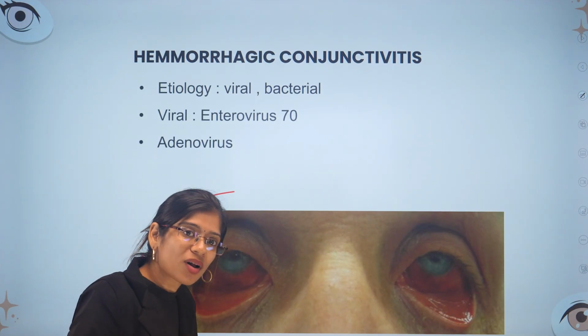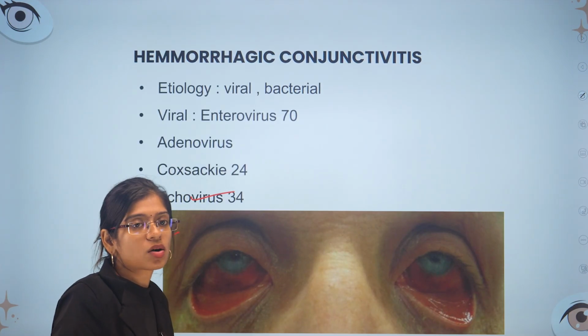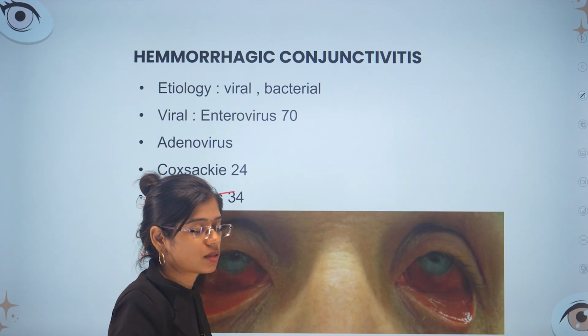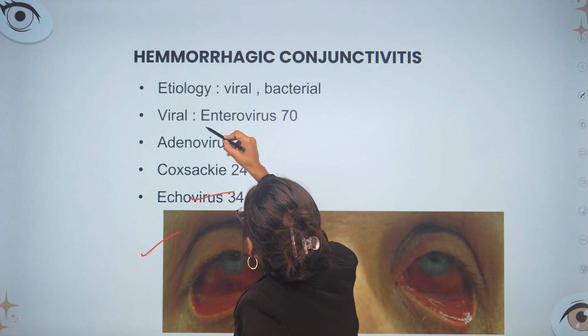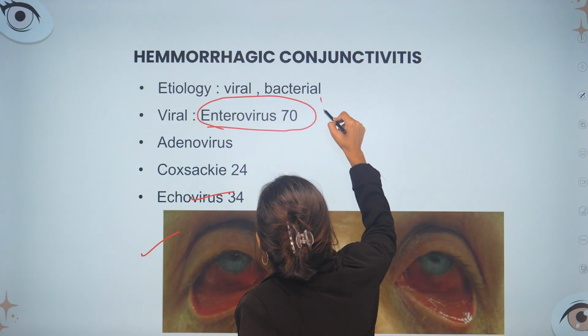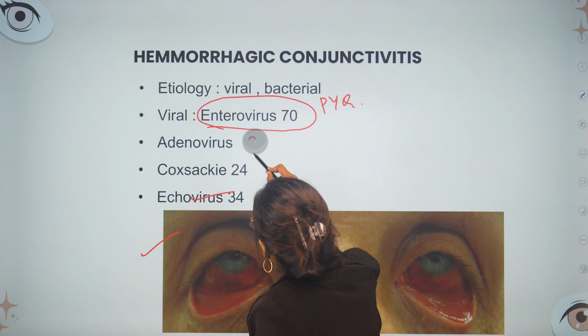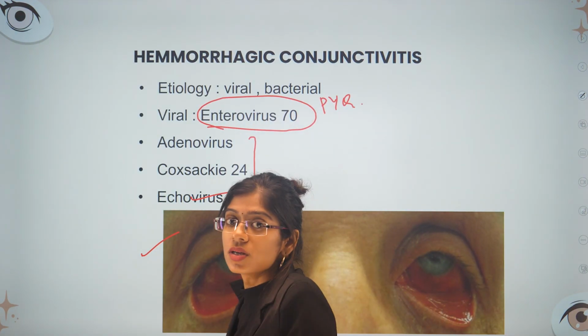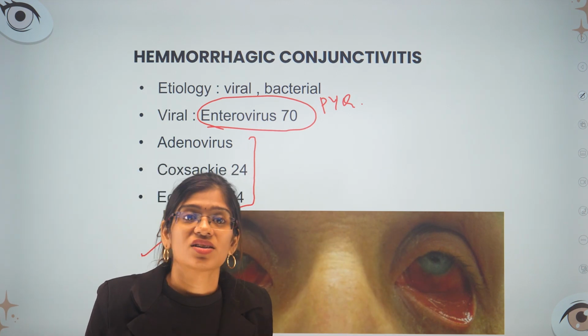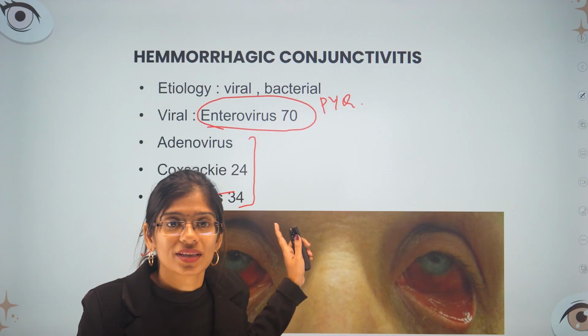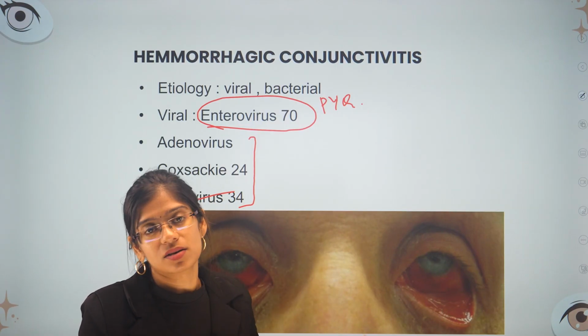The causative organisms, they have asked either in your NEET PG or NICT. Please mug it up. Most important, enterovirus 70 has been asked before. These also have been asked. So enterovirus 70, at least that you should remember, causes hemorrhagic conjunctivitis. Okay, along with adenovirus, coxsackie and echovirus 34.